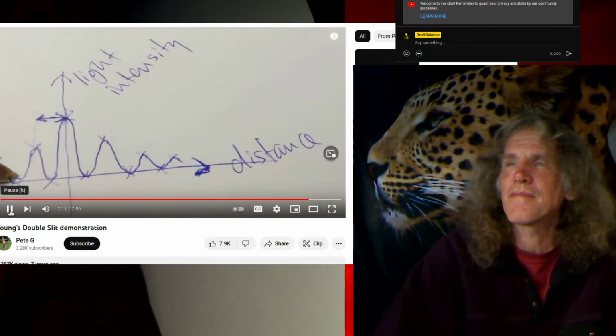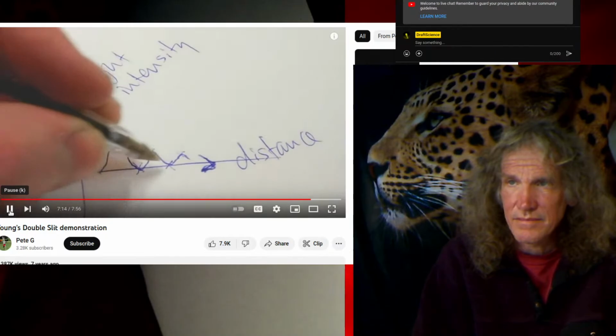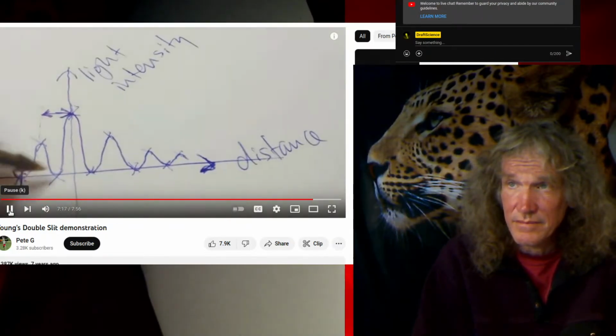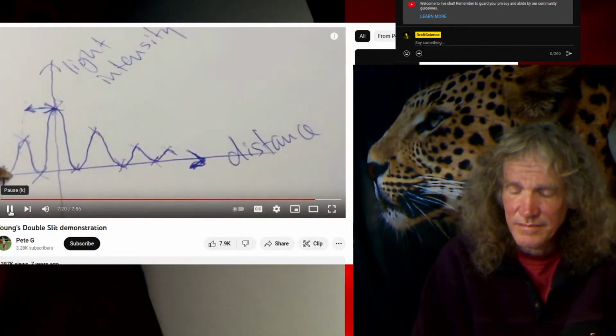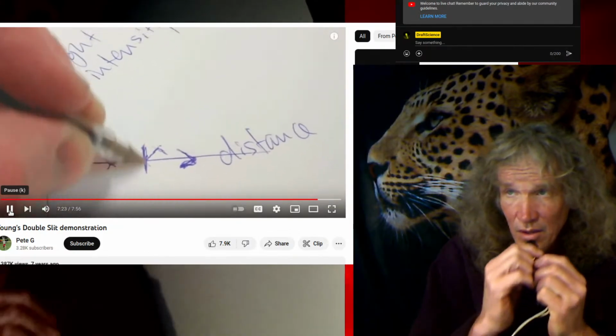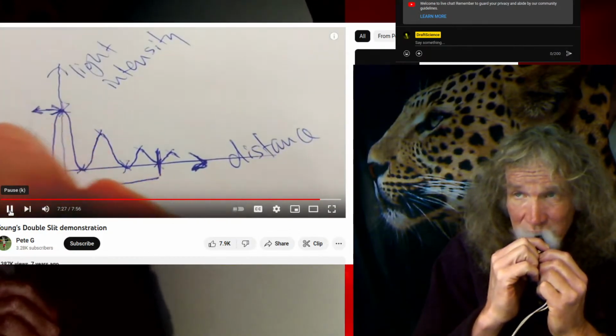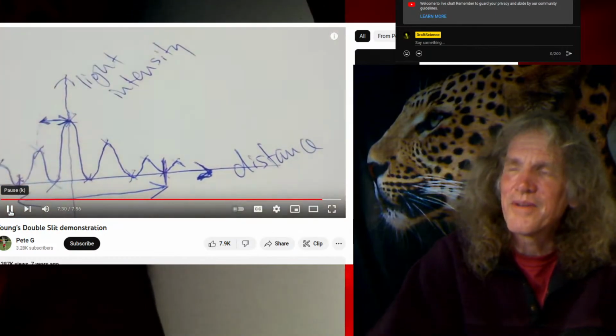The dark bits. So if I draw on here, here's one dark bit, 1, 2, 3, 4, maybe doing 5 of them or something like that. So measure 1, 2, 3, 4. I didn't quite get 5 though, so I'd have to do 4. 1, 2, 3, 4. I'd be better off measuring that distance there and dividing by 4 to get my fringe separation.